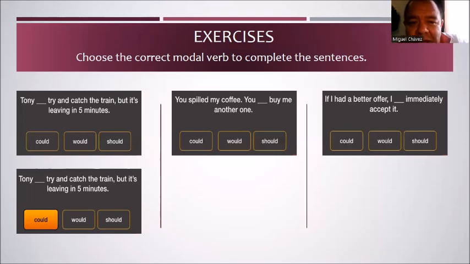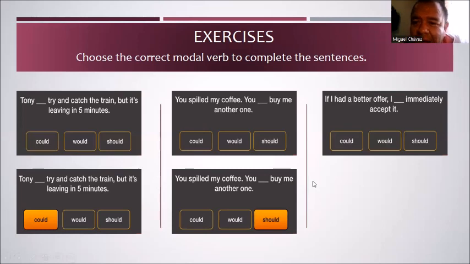Okay, number 2, please. Another volunteer for number 2. Remember, we are learning. It doesn't matter if we are incorrect. We are learning. That is the objective of this class. Fernando, please. You spilled my coffee. You should buy me another one. Okay, let's check the answer. Should, yes, right. Thank you, Fernando.